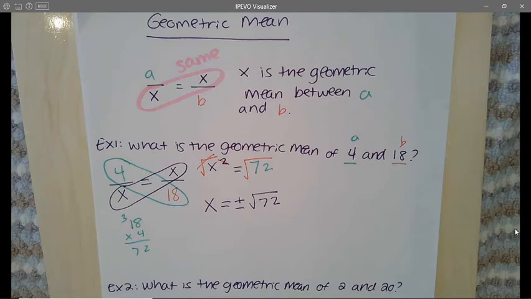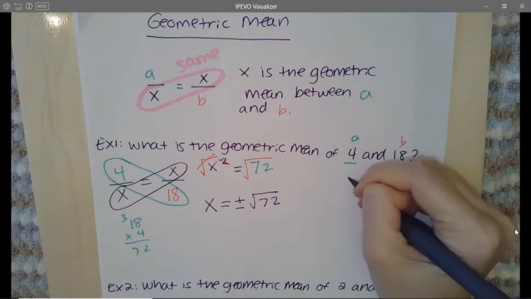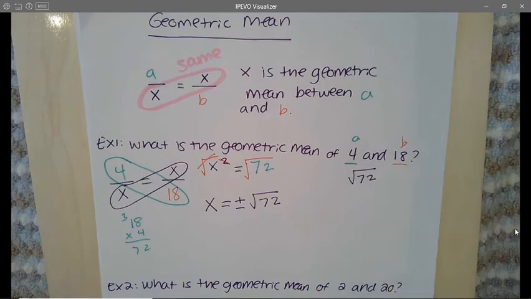It is not a perfect square. Oh no. So what do we have to do when we don't have a perfect square? You guys are right. We got to do that factor tree. We got to break it on down. Let's break it on down.